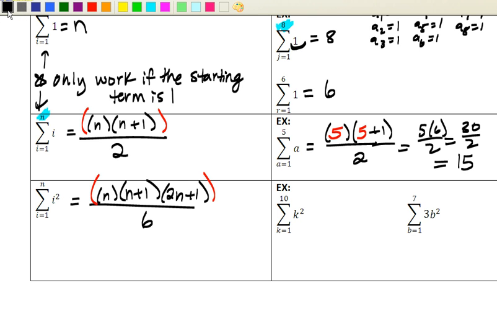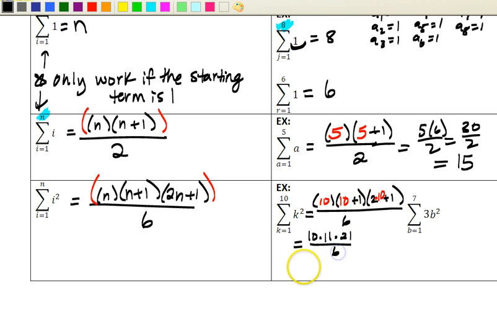Alright, so I've got 2 examples to show you. First example, n is 10. So 10 times 10 plus 1 times 2 times 10 plus 1, and then that's all over 6. Alright, so that's 10. 10 plus 1 is 11. 2 times 10 is 20, plus 1 is 21. And you end up with 385.